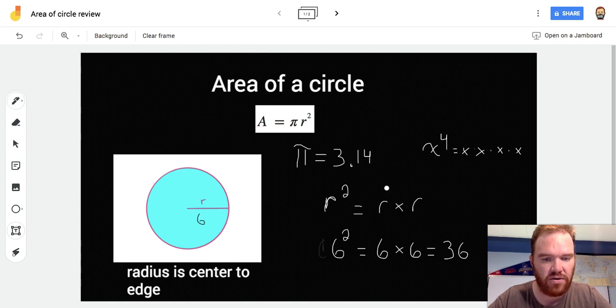R to the second power, R times R. I want you guys to take a second here and say that to yourself. R squared. R times R.